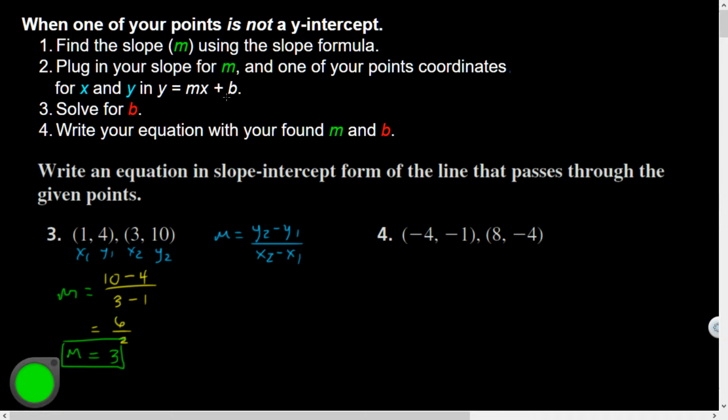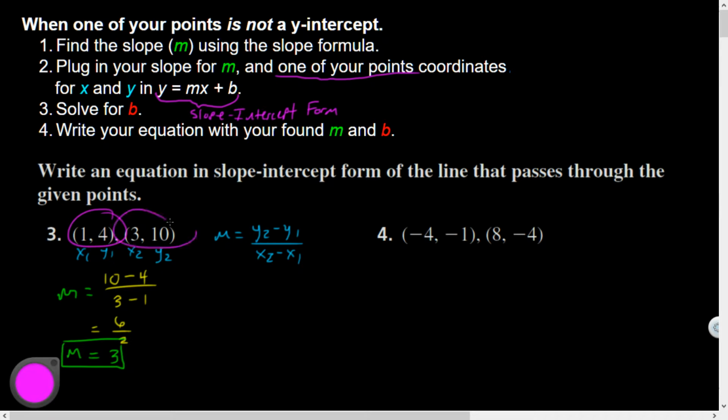Step 2 says plug in your slope for m and one of your point's coordinates for x and y in y equals mx plus b. Remember, y equals mx plus b is slope-intercept form. That's the equation of the line that I'm trying to write. So I plug in m, plug in x and y, and then in the next step solve for b.